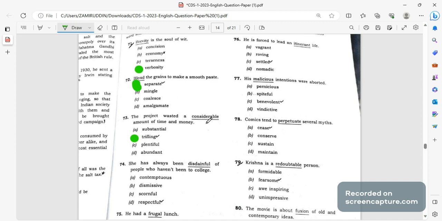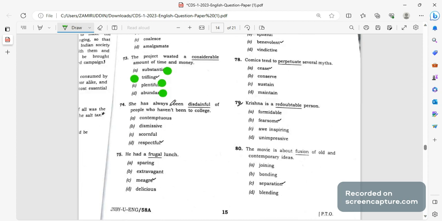Trifling which means very less. Plenty का मतलब भी ज़्यादा होता है. Abundant and substantial. All of these are correlated. देखो इसका इसका और इसका meaning, they, which means that much of the time and money we have wasted. Trifling which means completely different. Trifling will be the right answer. Then disdainful, she has always been disdainful of people who haven't been to college. Disdainful which means not respecting, so respectful will be the right answer.